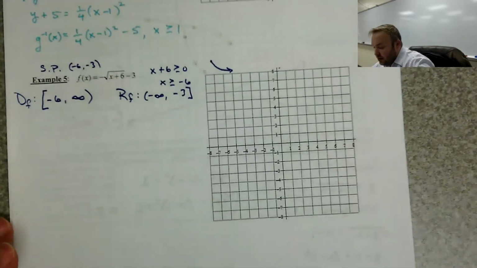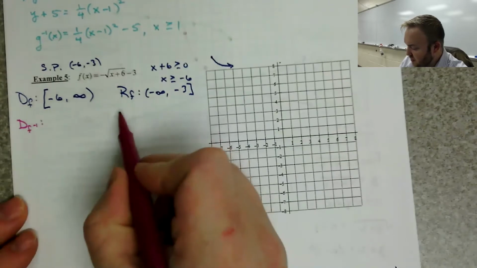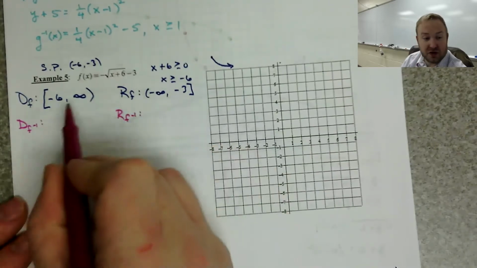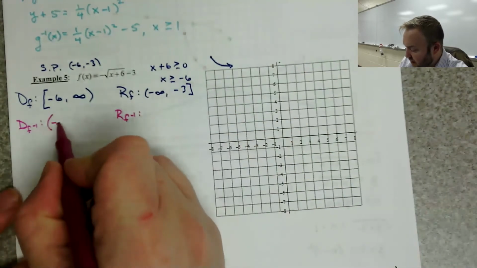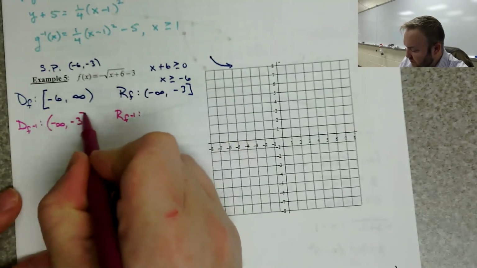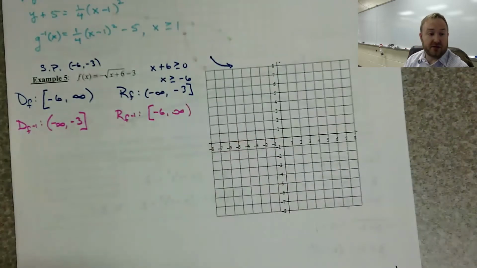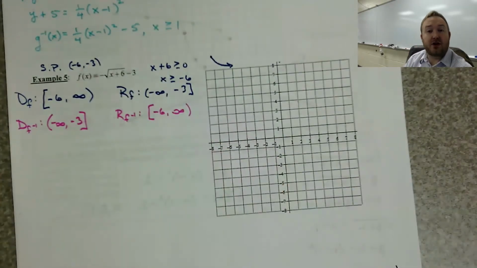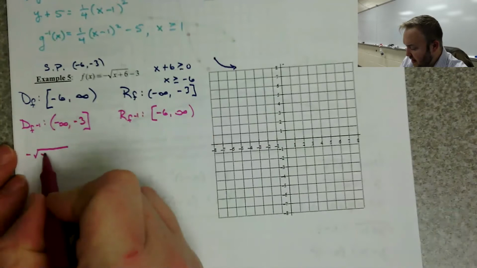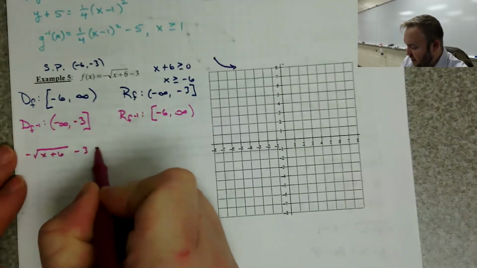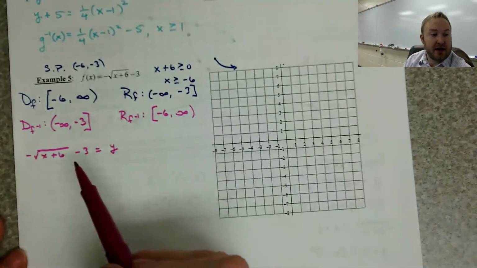Okay, when we do the domain and range for the inverse, so the domain of f inverse and the range of f inverse, we simply switch this domain and range. The range of f becomes the domain of f inverse, and the domain of f becomes the range of f inverse. Okay, let's go ahead and find the equation for f inverse. I've got negative square root of x plus 6 minus 3 equals, instead of saying it equals f of x, I'll say it equals y, because it's the same thing.